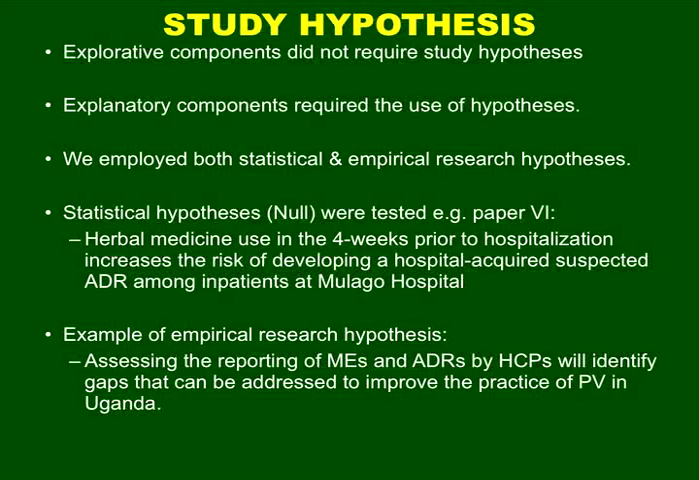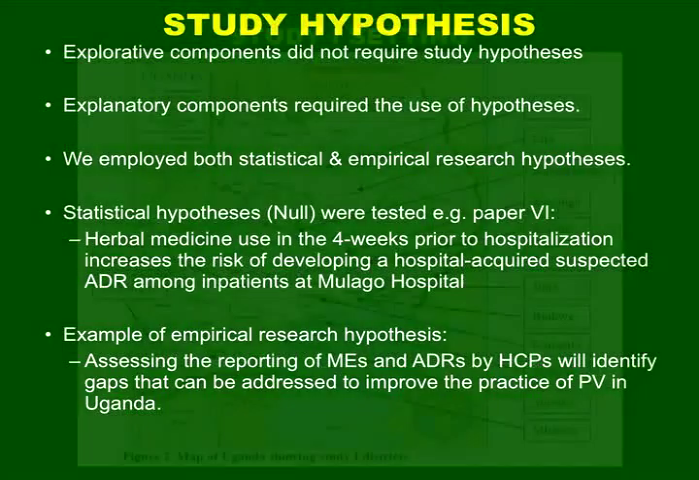An example of this was in paper 6, where we were assessing the risk factors, one of them being herbal medicines. And so the null hypothesis was herbal medicine use in the 4 weeks prior to hospitalization increases the risk of developing a hospital-acquired suspected ADR among inpatients at Mulago Hospital. The empirical example we could give here is assessing the reporting of medication errors and ADRs by healthcare professionals will identify gaps that can be addressed to improve the practice of pharmacovigilance in Uganda.